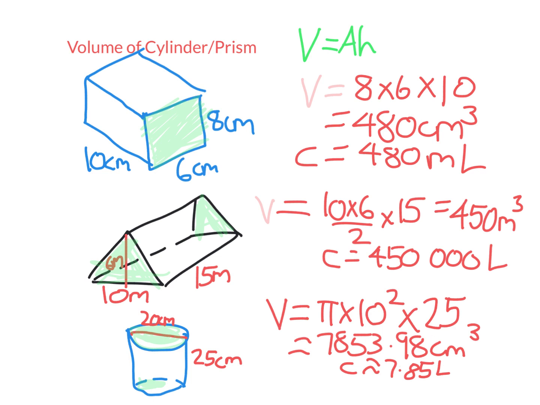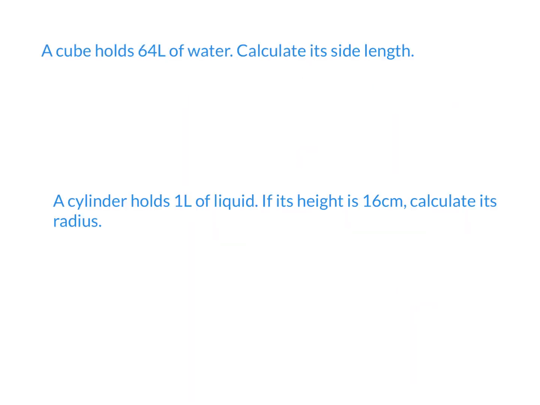All right, let's now look at some harder examples. In these examples, we will use the volume to find a side length. So a cube holds 64 liters of water. Calculate its side length. We saw this before in a previous video.